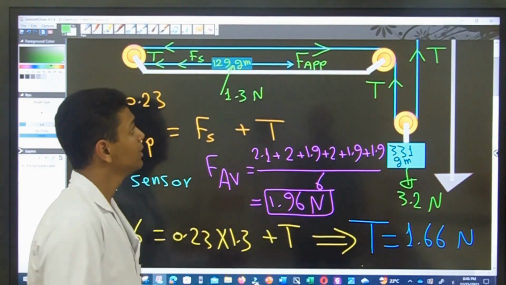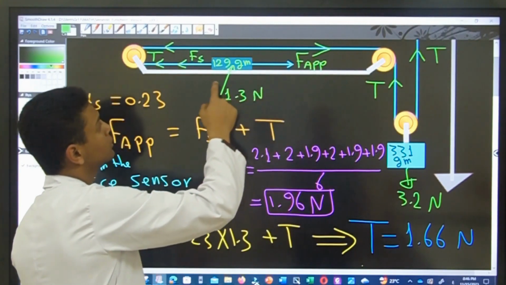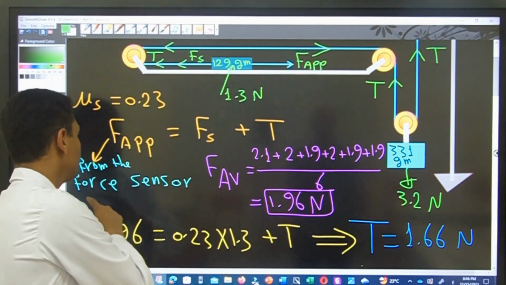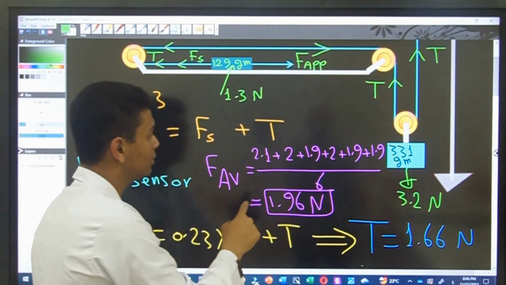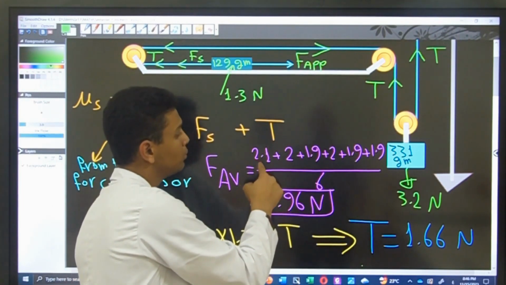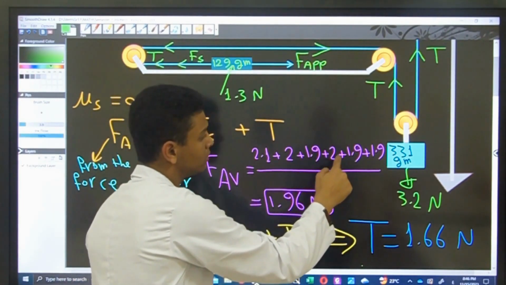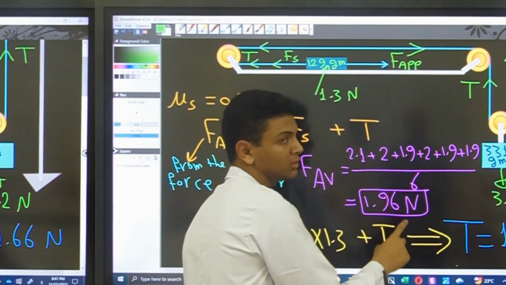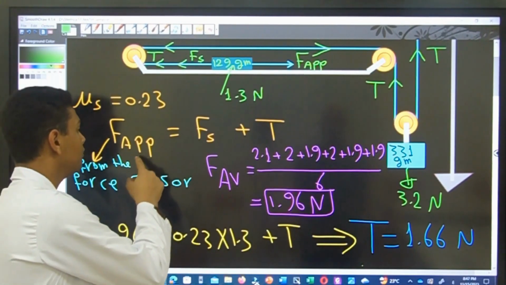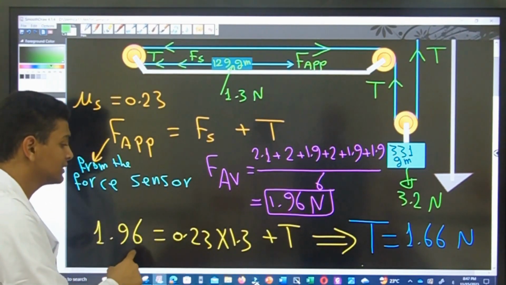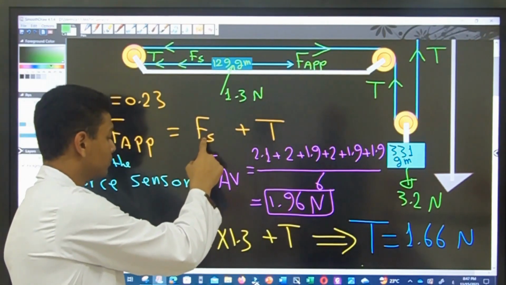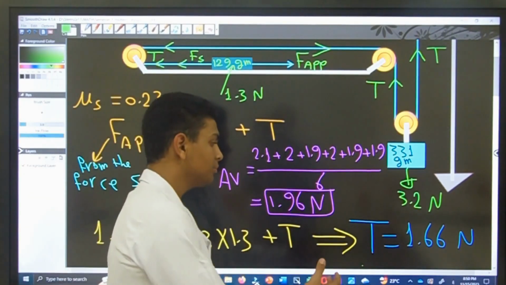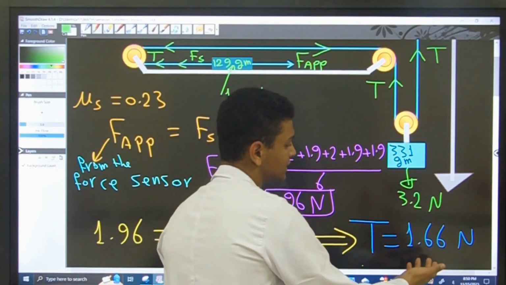According to the equation of equilibrium, we have here that F applied should be equal to the friction plus tension, as we have here in this equation. The force applied we have calculated using the force sensor, which is equal to the summation of 2.1 plus 2 plus 1.9 plus 2 plus 1.9 plus 1.9 divided by 6, equal to 1.96 Newton. By substituting in this equation, we have the force applied 1.96 equal to the friction force, which is 0.23 times 1.3, plus the tension force. From this equation, the tension force equals 1.66 Newton.